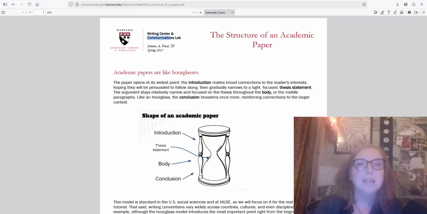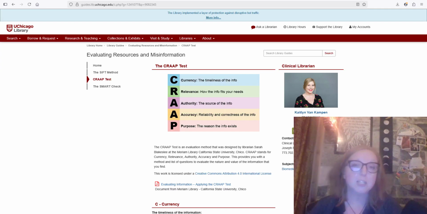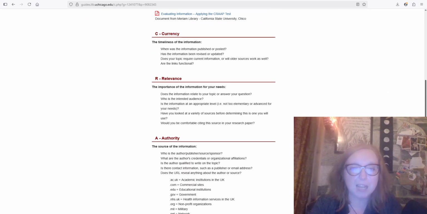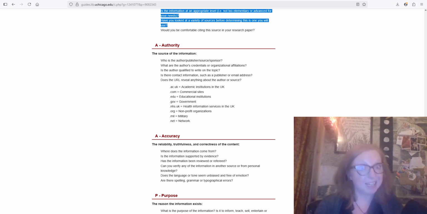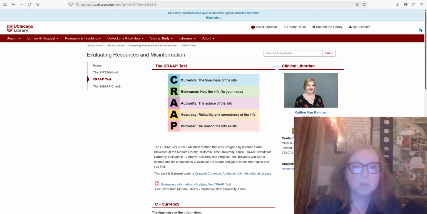Let's imagine, though, that you're referencing an HTML page that does have a clear-cut author and is just basic HTML. Here you have Caitlin Van Kampen. This is a librarian who put together this page on evaluating resources and information using the CRAB test. You may have heard me refer to that earlier. If I wanted to reference this page, it depends on what I'm quoting or paraphrasing, and what citation style I'm using, but I would just reference that this is from the University of Chicago Library as the institutional publisher.